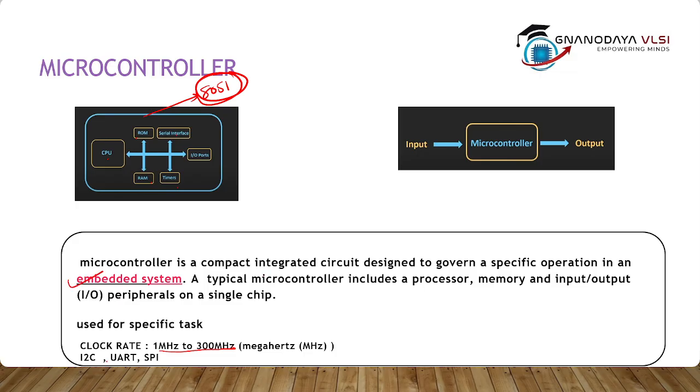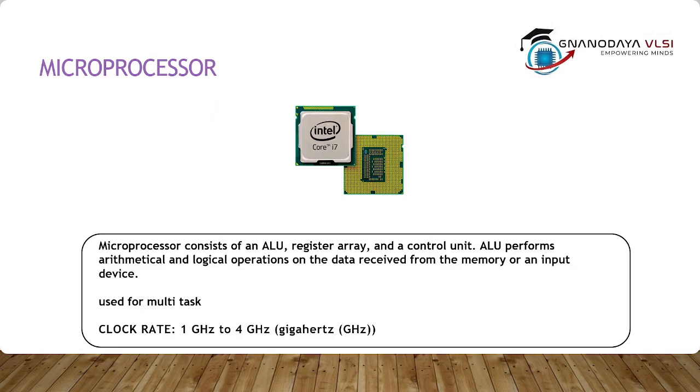I2C, UART, SPI, that we are using in the microcontrollers. A microprocessor means what? It consists of an ALU, register array, and control unit. The ALU performs arithmetic and logical operations. Whatever the data is, that will be stored in the memory. Memory is separate. For temporary processing you have the register array. I think you studied 8086. It has 20-bit address lines and 16-bit data lines. The clock rate is 1 gigahertz to 4 gigahertz.